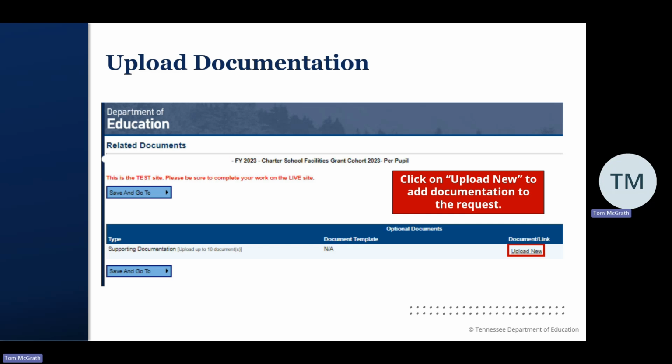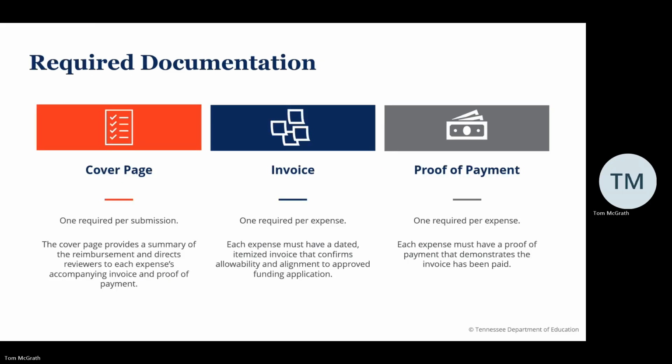The final step is to upload the documentation required for submission, which we will review on the next couple slides. You'll prepare a PDF with your documentation, and you can upload it to your request by clicking on Upload New. Three documents are required with your reimbursement request submission. The first document you'll need is the cover page.